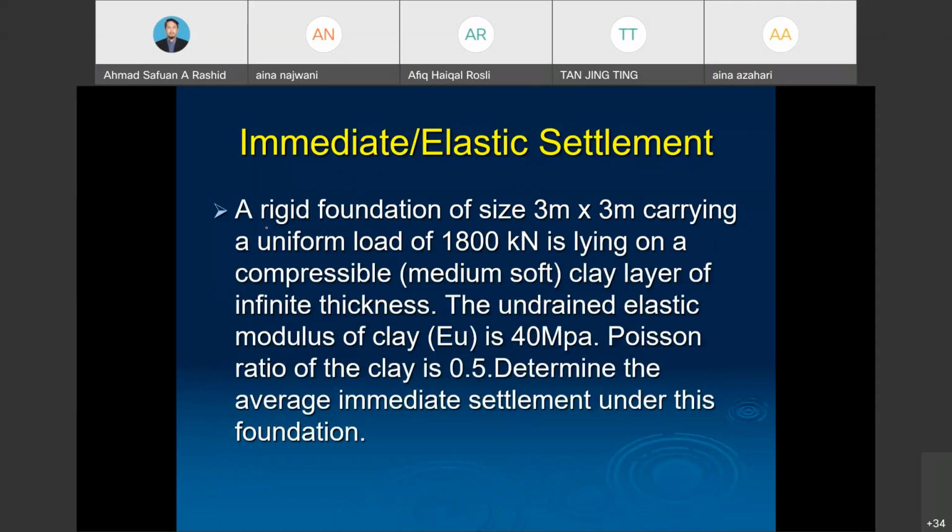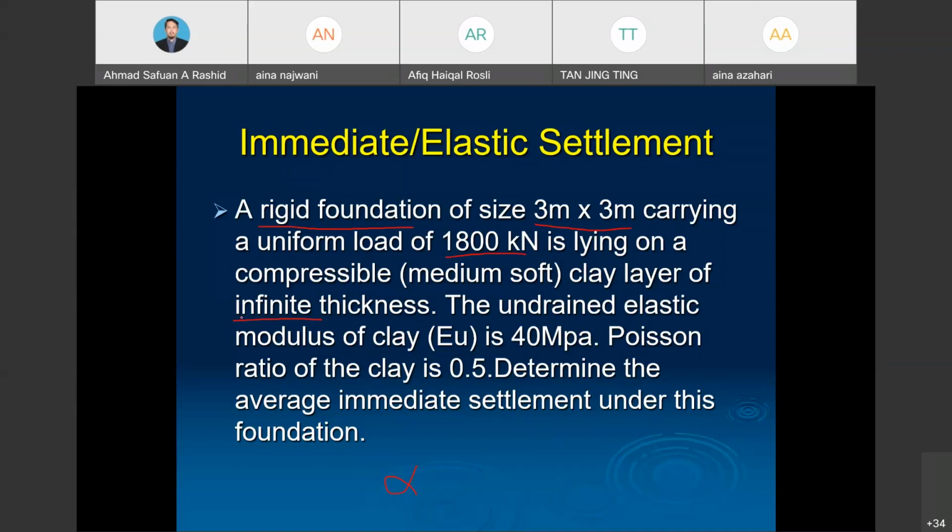Okay, first when we read the question, we try to retrieve as much information as possible from the question itself. For example, rigid foundation, I told you earlier that it will influence the alpha value. The size of the footing is 3 times 3, and the uniform load is 1,800 kilonewton. It's lying on the compressible medium soft clay layer of infinite thickness. Earlier I told you alpha is influenced by thickness, so in this question they have mentioned that the layer is infinite thickness.